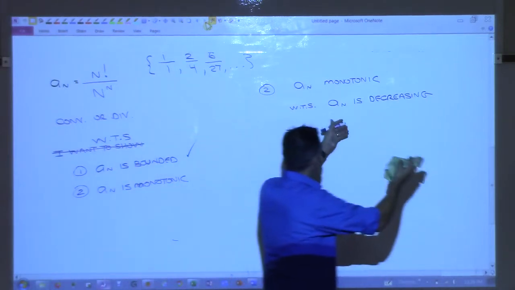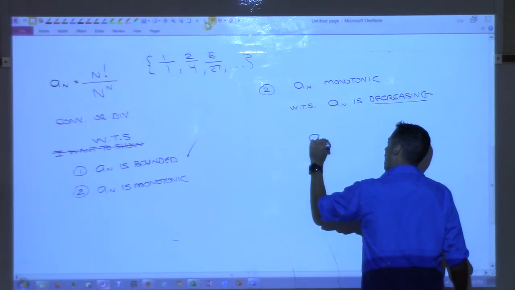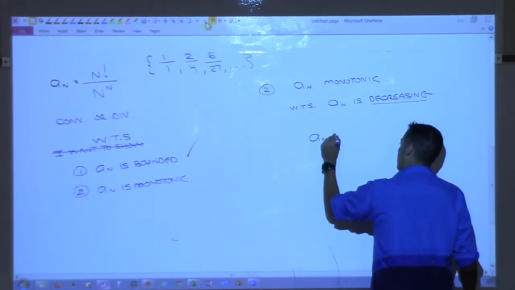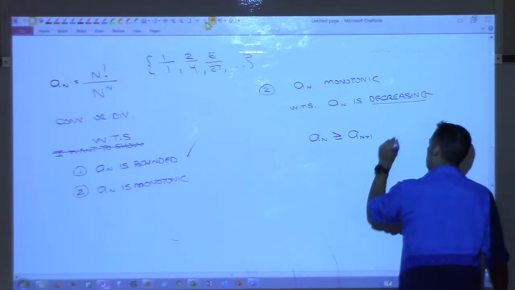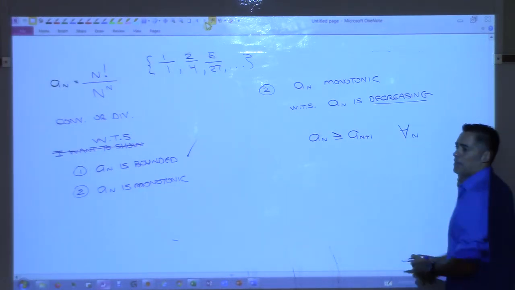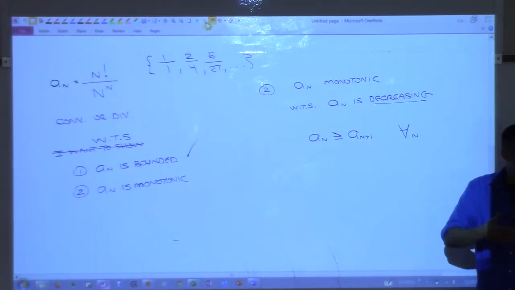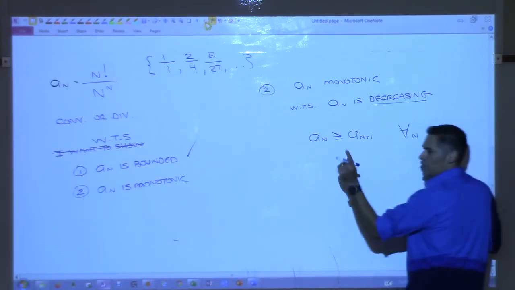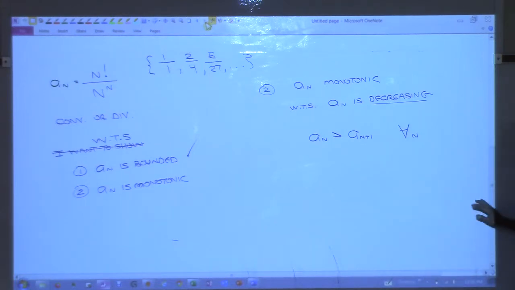So what does it mean to be decreasing? That means a sub n will be bigger than or equal to a sub n plus 1 for all n. Now we talked about this last class. Wouldn't it just be bigger than, not equal to? Well, we talked about that last class too, right? It was strict, strict, strict. We couldn't have a constant, that's right. Yeah, strictly decreasing.